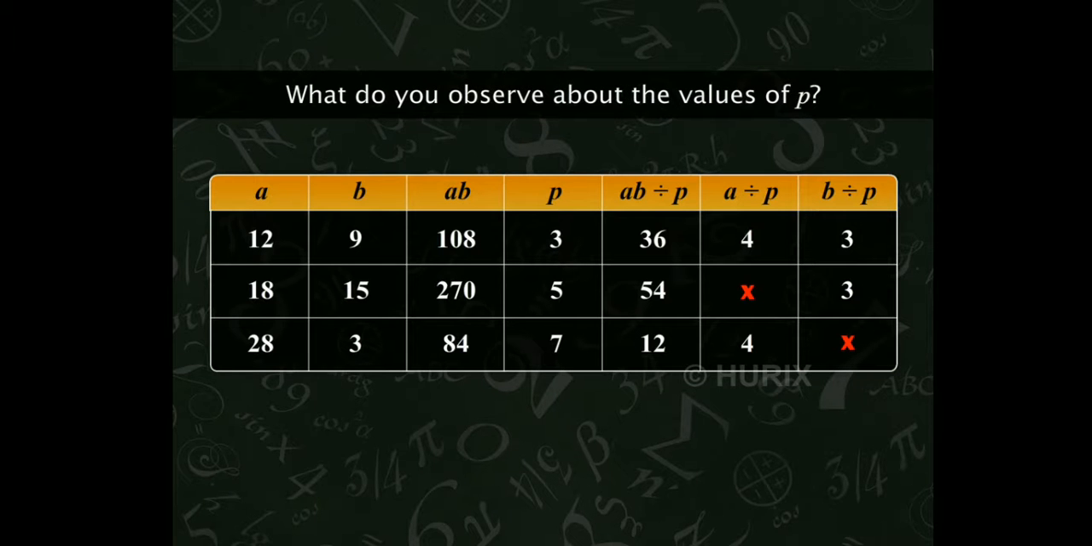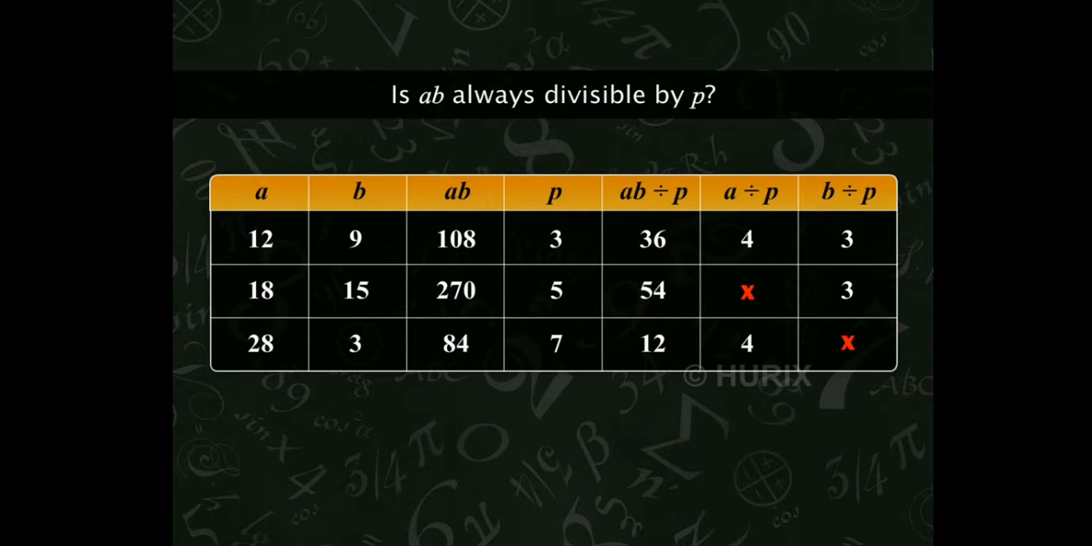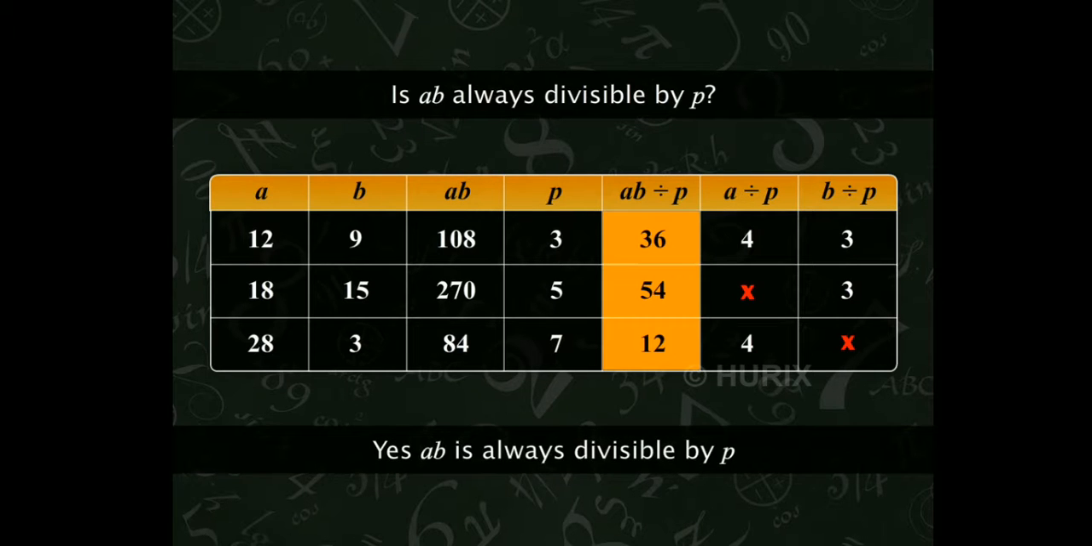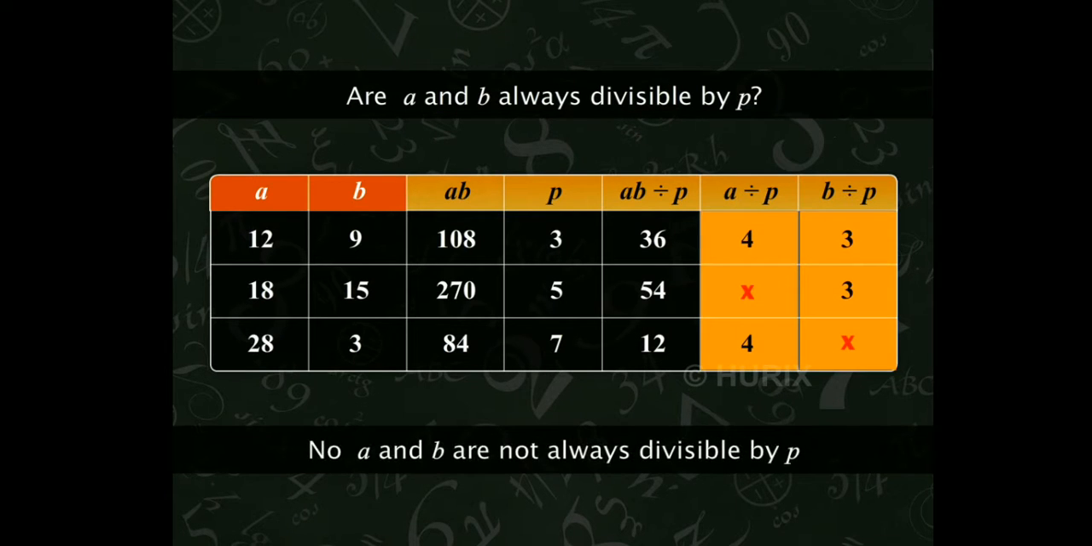What do you observe about the values of p? We can see that p is always a prime number. Can we say that the product of a and b is always divisible by p? Yes, we can see that in each of the examples, ab is divisible by p. Are a and b always divisible by p for every example? No, we can clearly see from the table that a and b are not always divisible by p.